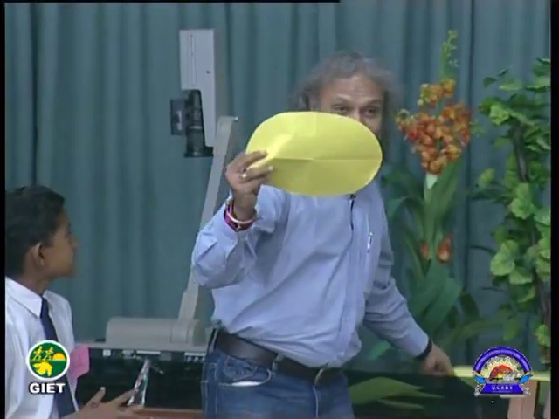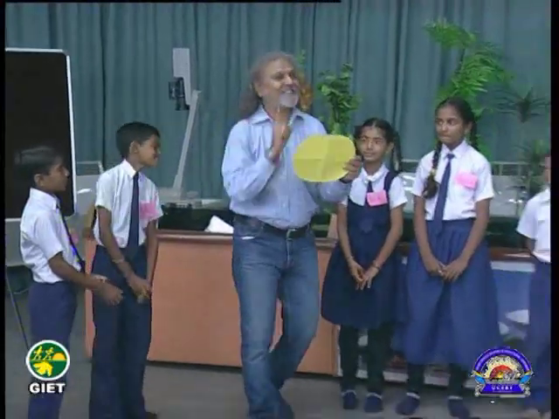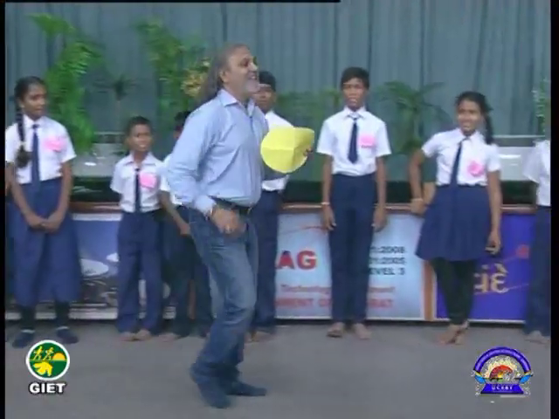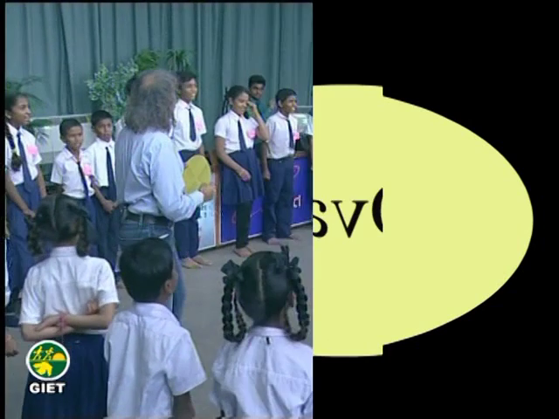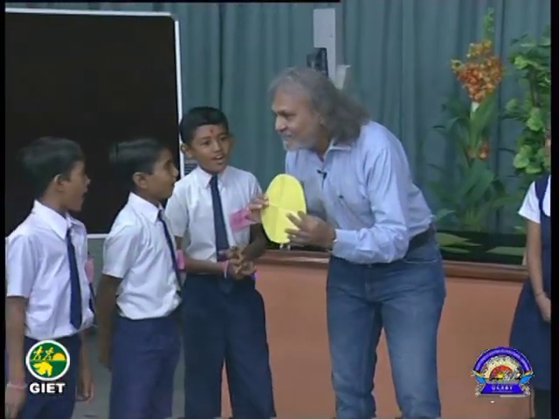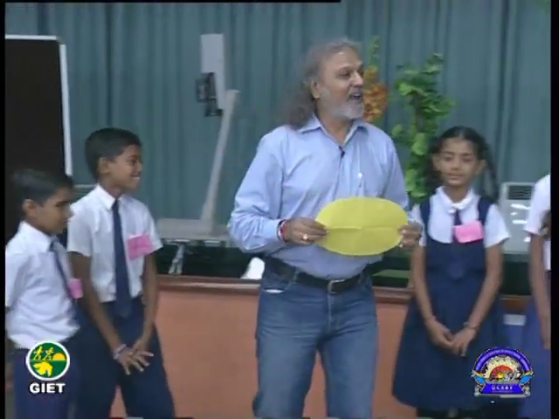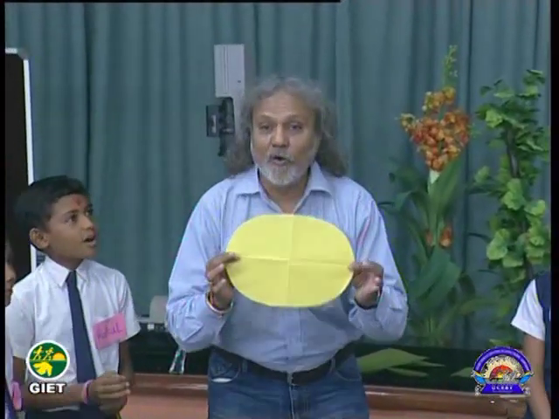Then what is this? What's this? Circle. No, it's not a circle. It's oval shape. So oval. Say after me, oval. Oval. Okay, so it's an oval.